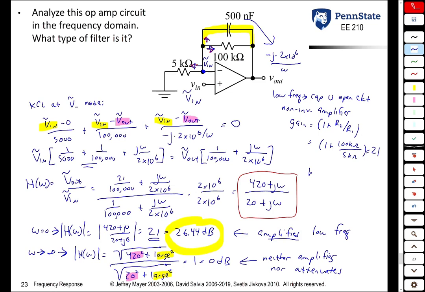At high frequencies, the capacitor looks like a short circuit, and this looks like a voltage follower. So the gain is equal to 1, which once again agrees with that number there.